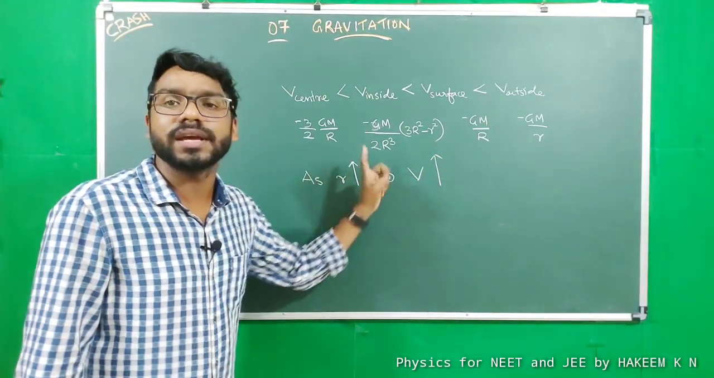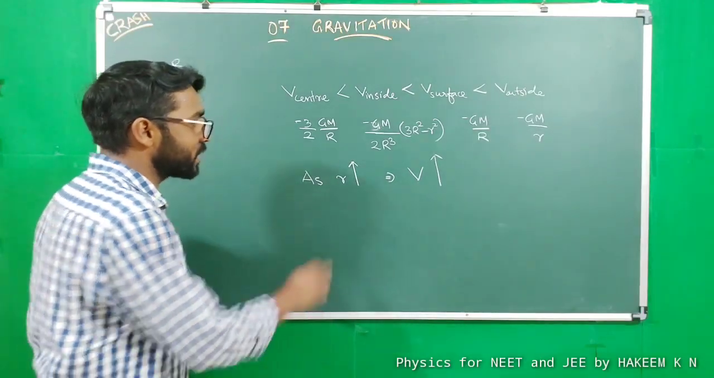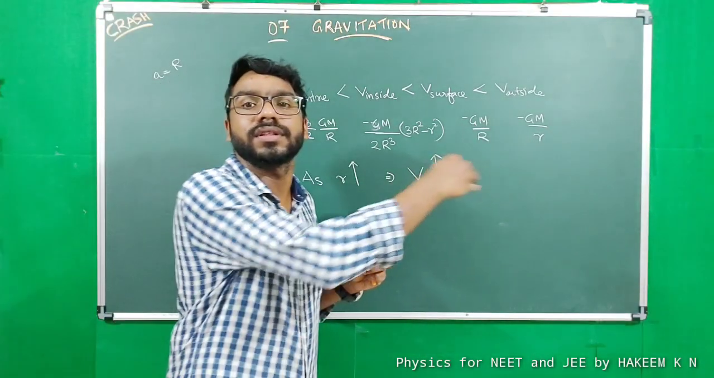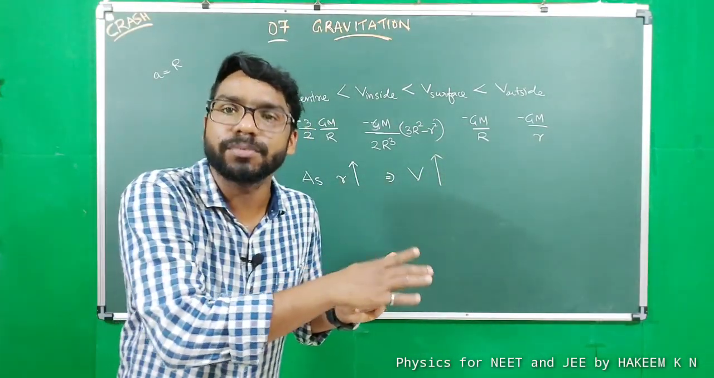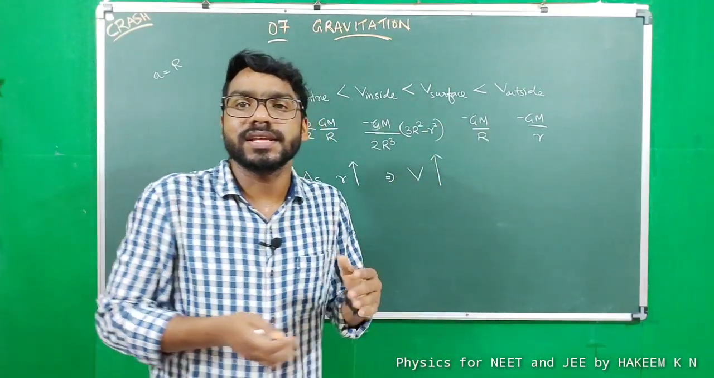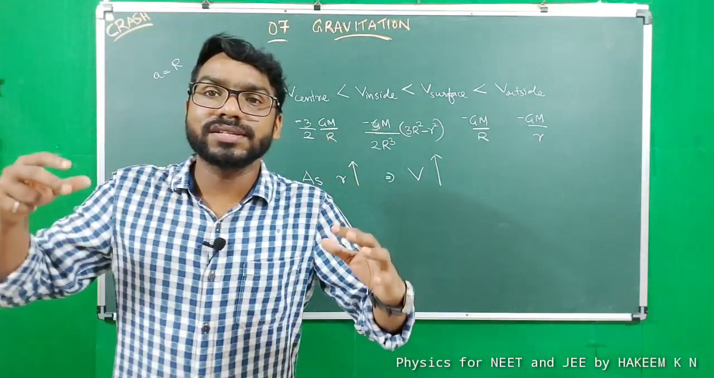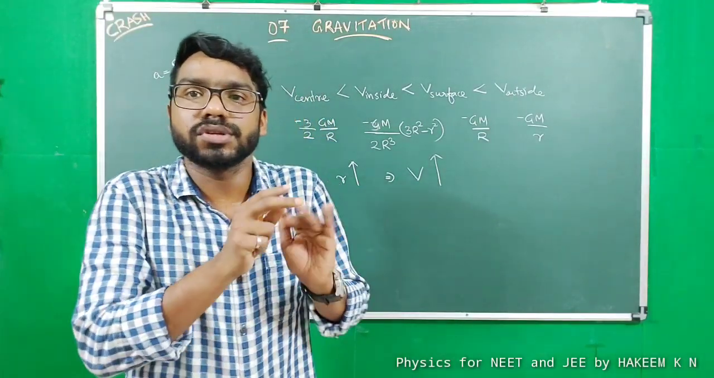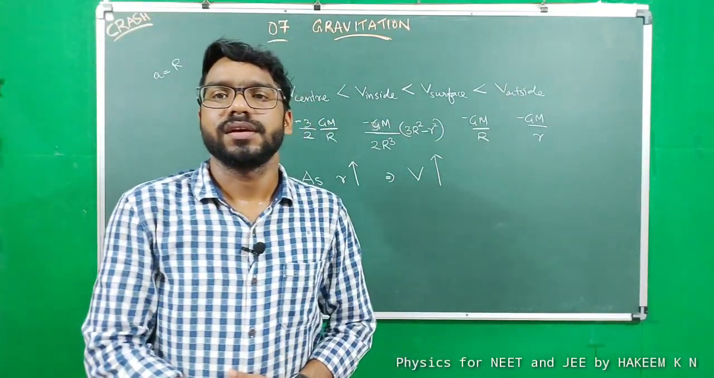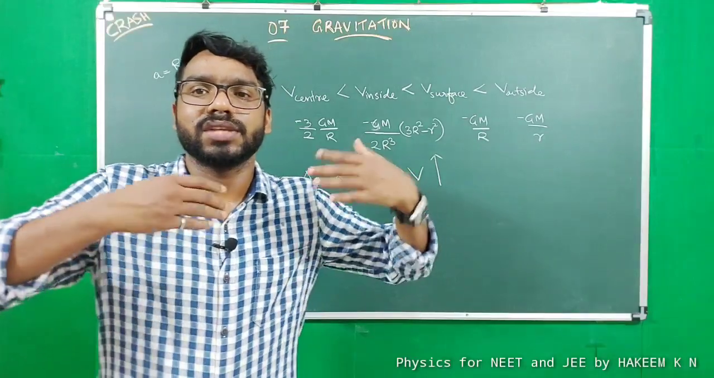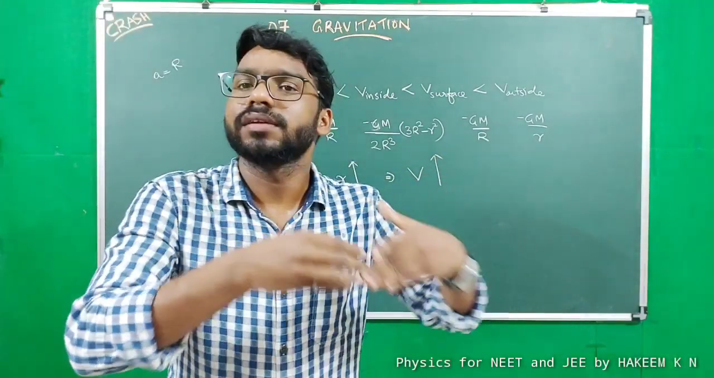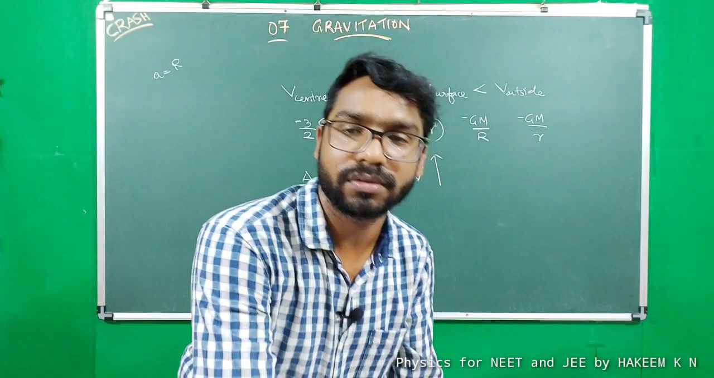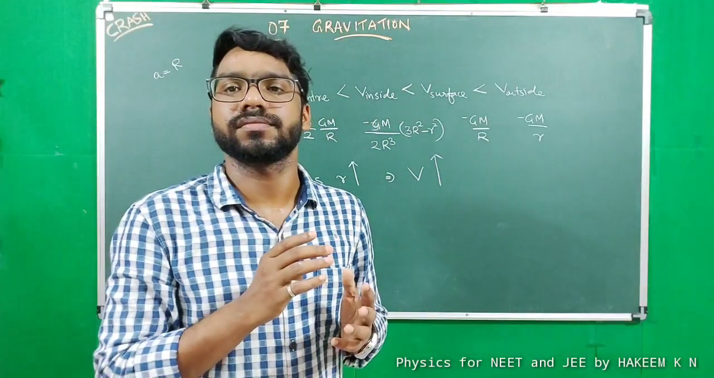This negative sign is very important. So as distance from the center of earth increases, gravitational potential increases. That is why every body tends to move towards the center of earth, from higher potential to lower potential. That is why a person standing on a building tends to fall down towards the center of earth.